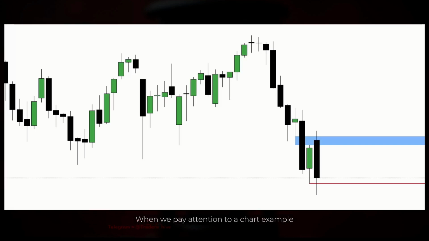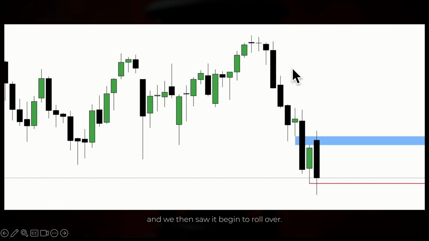When we pay attention to a chart example then, what you can see is that we saw the market initially expand towards the upside, but notice how slow it was. Notice how it was just going back and forth, back and forth, back and forth. There weren't any real pretty arrays which got created. Eventually, we saw the market take out the buy side liquidity engineered above this high.